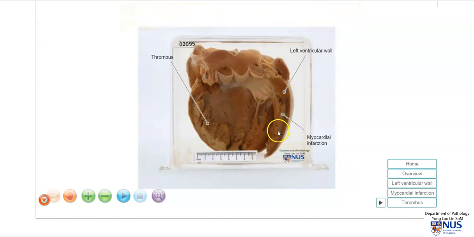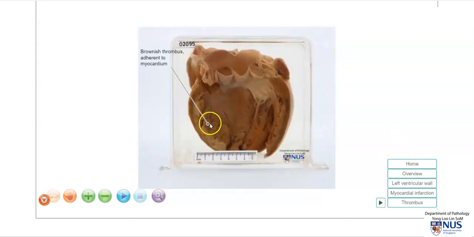So here we have the left ventricular wall. This pale area of discoloration that continues all the way here is part of the myocardial infarction. And this craggy brownish area is actually a mural thrombus that is adherent to the myocardium. Let's take a more magnified look.